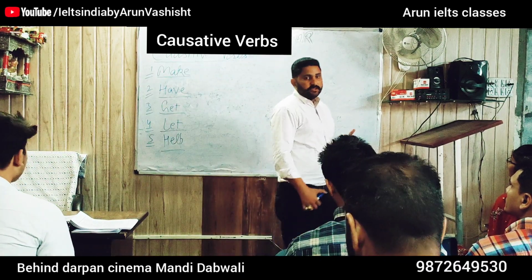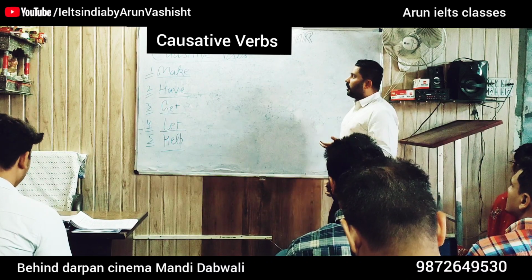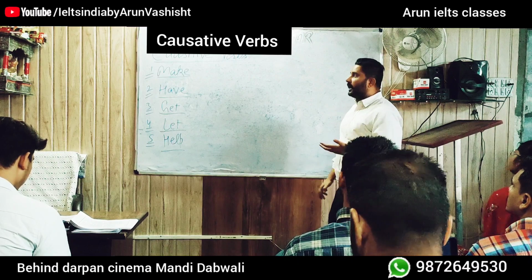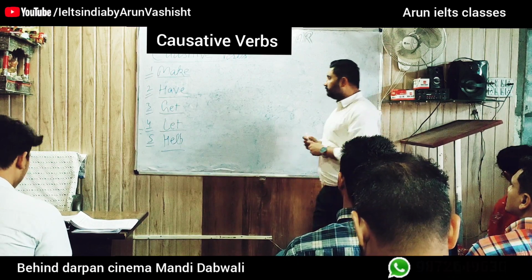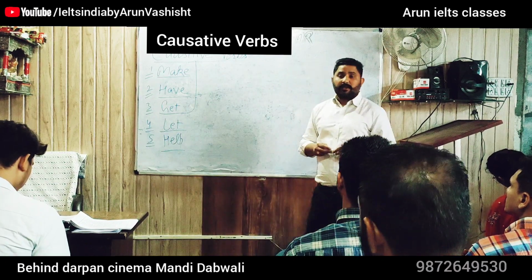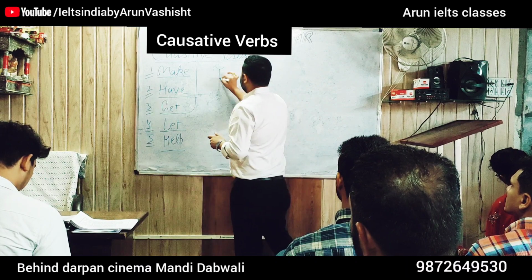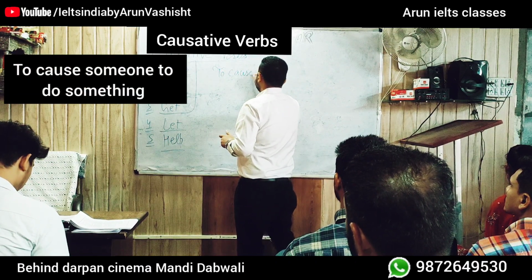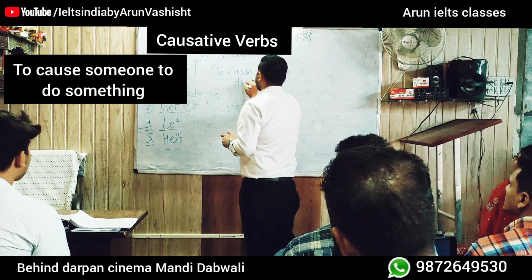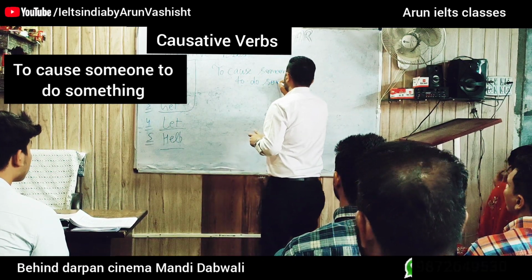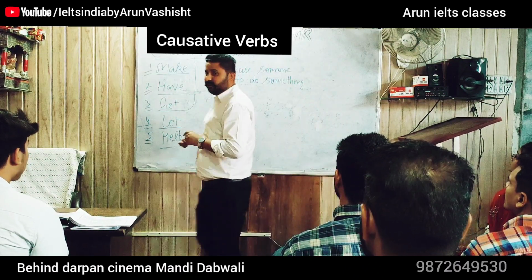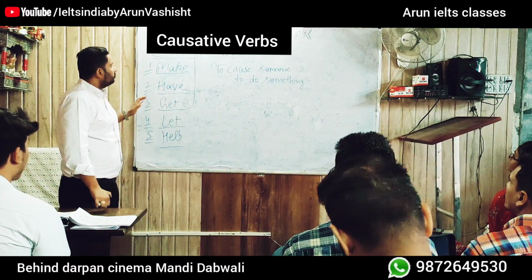Okay, so these verbs are all called causative verbs, right? Now, why do they call them causative verbs? Because when we talk about make, have, and get, we use them to cause someone to do something. What's that? Cause someone to do something.